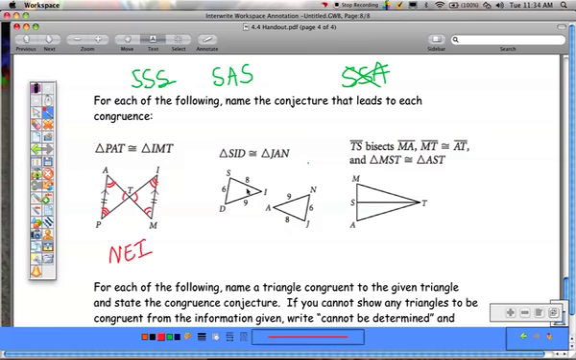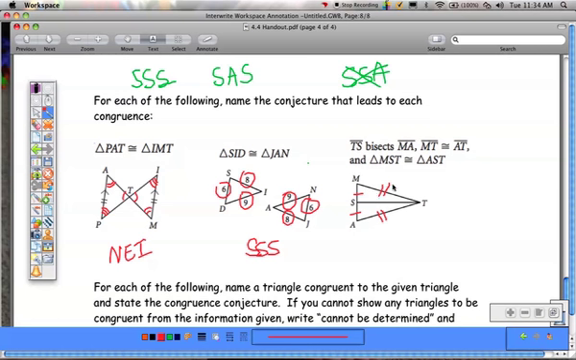All right, this next one, we have a 6, an 8, and a 9 in both of these. So they're congruent by side-side-side. This next one, TS bisects MA. So if it bisects, it cuts it in half. So here's MA, it bisects it. These two are the same. MT is congruent to AT. So these two are congruent. And MST is congruent to AST. So they're congruent triangles.